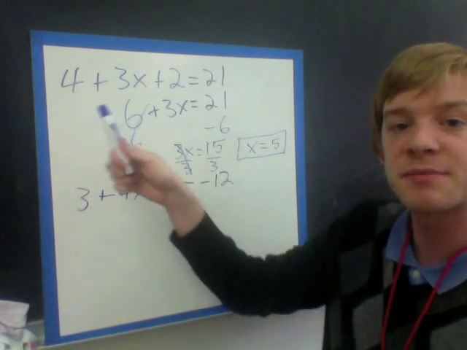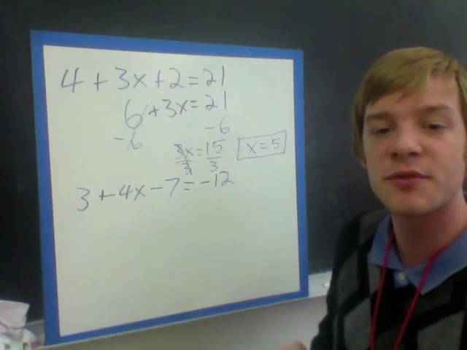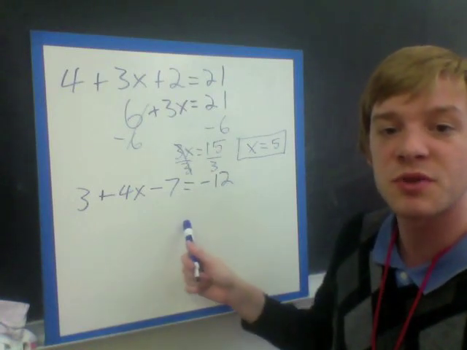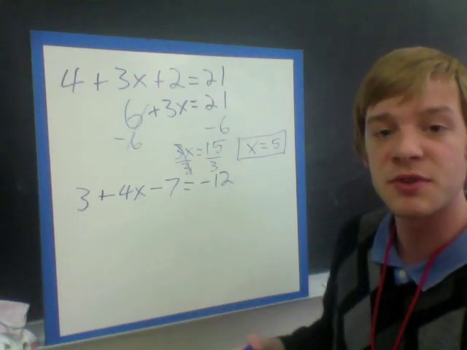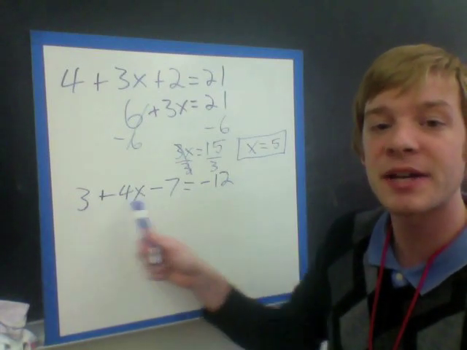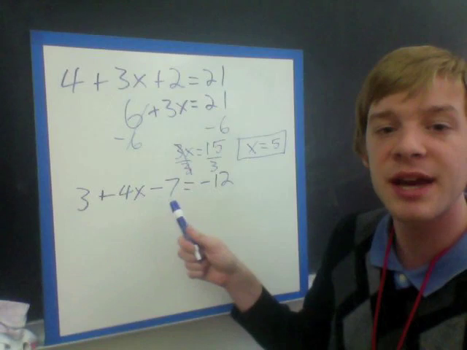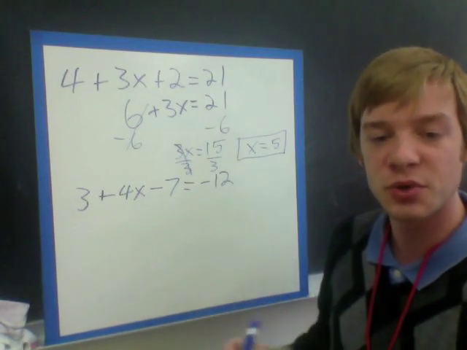So we started by simplifying, combining our like terms, and then we solved out the same way we did for 2-step equations. This one is very similar. If you think you can solve this out, pause the video, see if you can solve it, and see if you get the same answer. So we want to start by combining our 2 like terms here. We've got 3 and negative 7. So I'm just going to do 3 minus 7, which will give me negative 4.